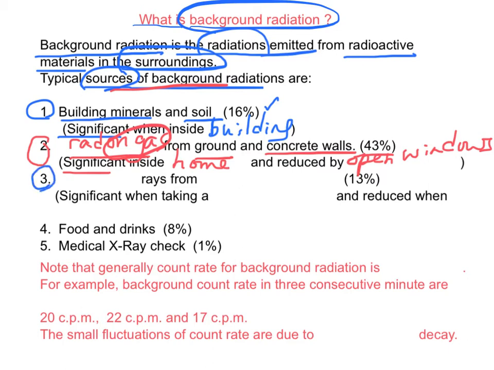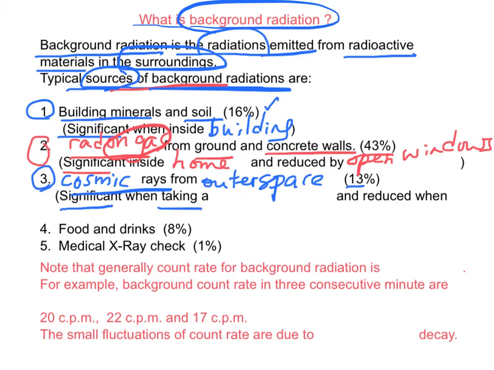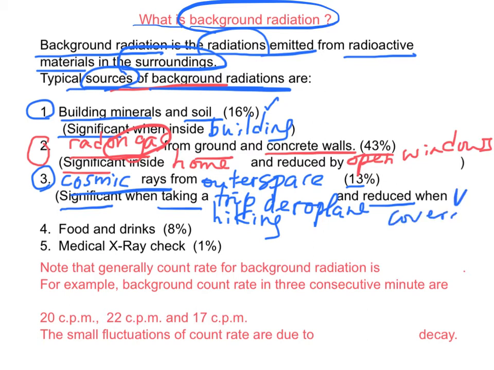The third main source of background radiation is cosmic rays 宇宙射線 from outer space, about 13%. It is significant when you are taking a trip using an aeroplane, or when you are hiking in an open area. And cosmic rays can be reduced when you are inside a covered area.